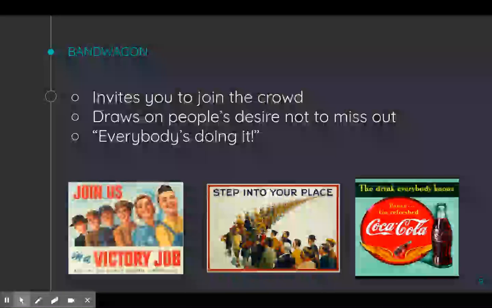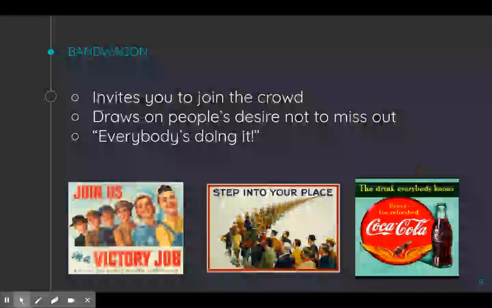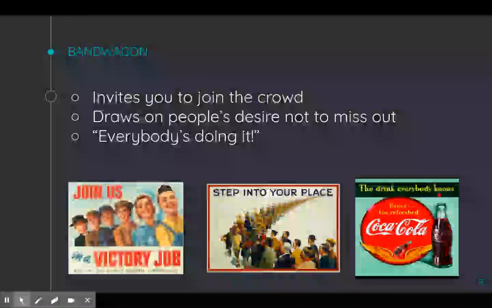You've probably heard the phrase FOMO before, right? The fear of missing out. This is what bandwagon preys on. It wants you to feel like, oh, I have to do this because everyone's doing it. Advertisers use this a lot. Here's an older example from Coca-Cola, the drink everybody knows. Well, if everybody knows it, then I should drink it too, right?